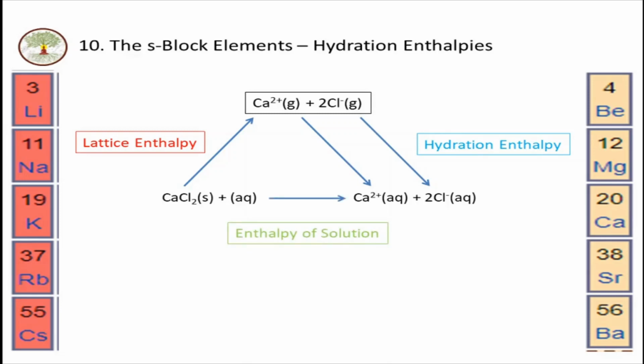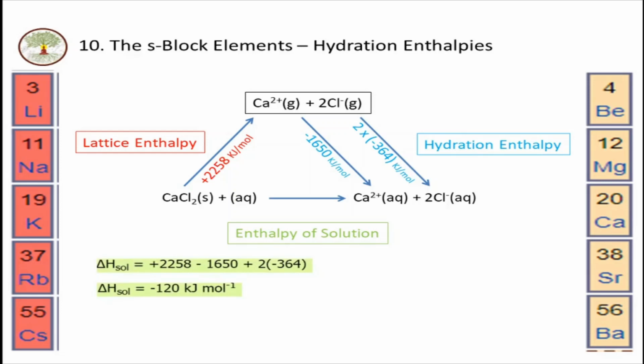In this case, the lattice enthalpy of calcium chloride is plus 2258 kJ per mole. The hydration enthalpy of calcium ions is minus 1650 kJ per mole. The hydration enthalpy of chloride ion is minus 364 kJ per mole. Since there are two chloride ions, we multiply the hydration enthalpy of chloride by 2. The enthalpy of solution of calcium chloride is given as the following equation, which on addition comes out to be minus 120 kJ per mole. The negative sign emphasizes that the reaction is exothermic.